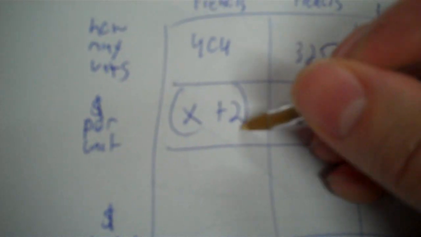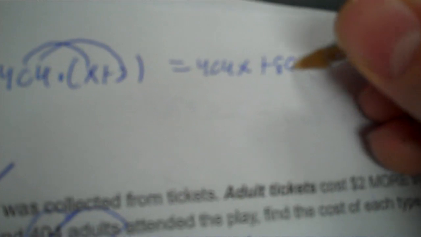So to multiply, I need to take 404 times the expression x plus 2, which means I distribute 404 to x and 404 to 2. So that's 404x plus 808. And right here, 325 times x is just 325x. Now you have just the one equation. That's all you need because you just have to solve for the x variable. You don't have to solve for x and y like you did in those first ones that we did.